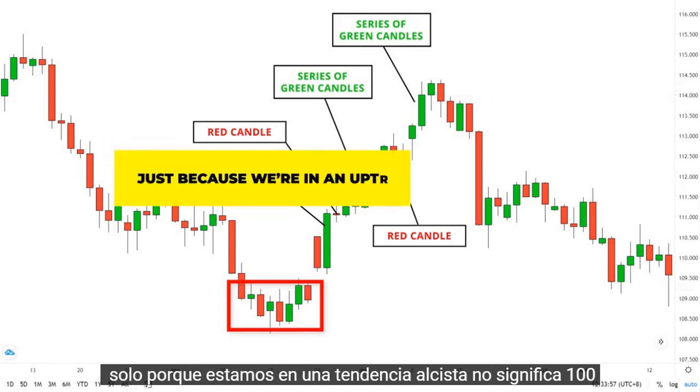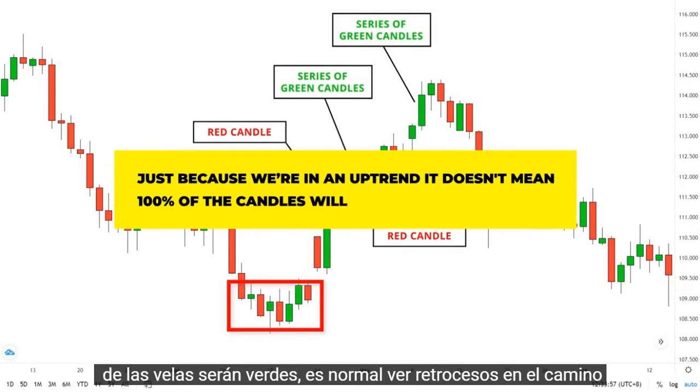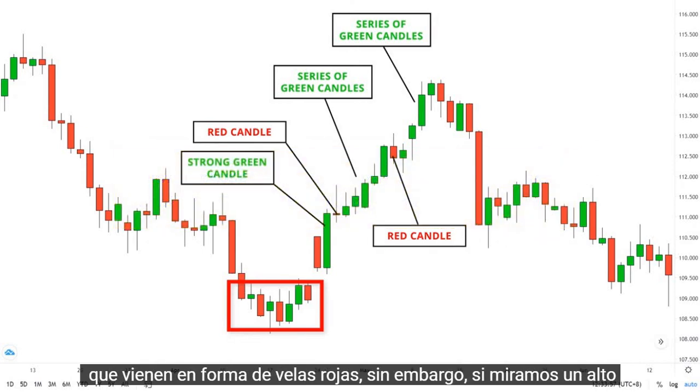Just because we're in an uptrend, it doesn't mean 100% of the candles will be green. It's normal to see pullbacks along the way, which come in the form of these red candles.